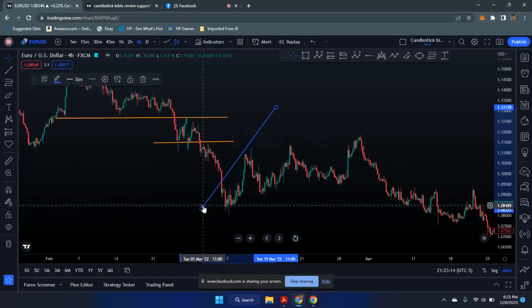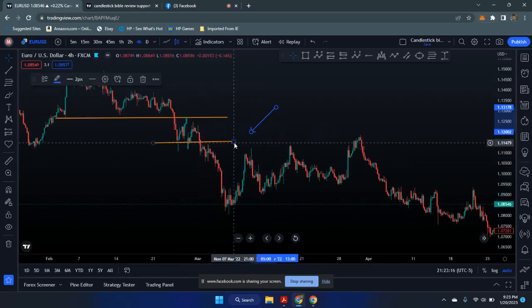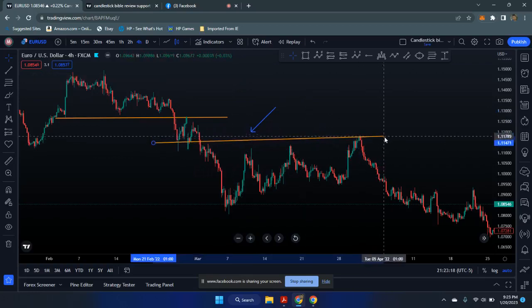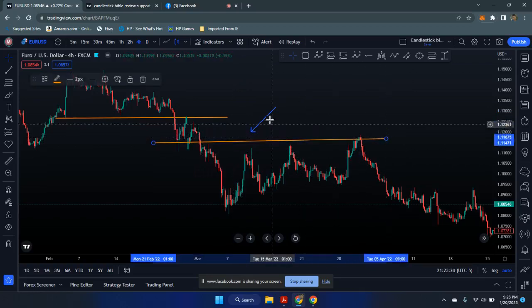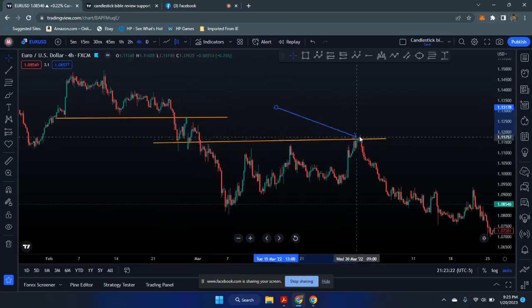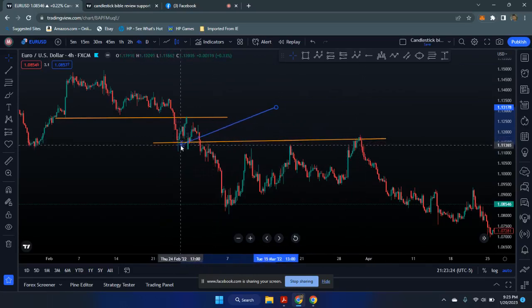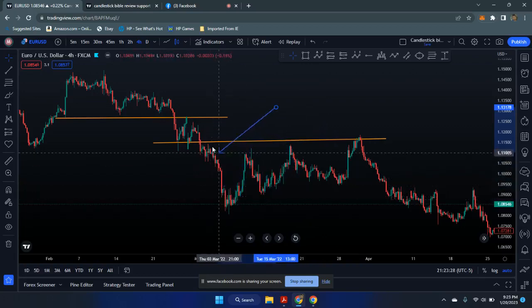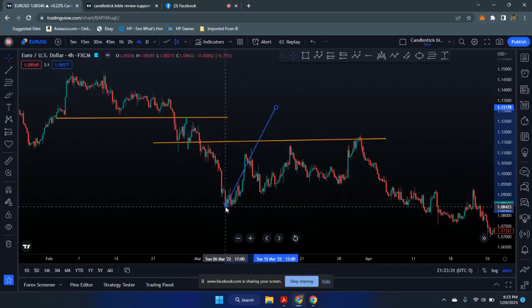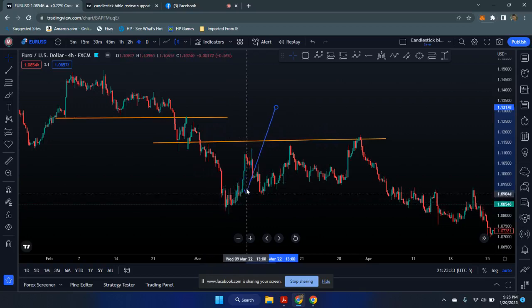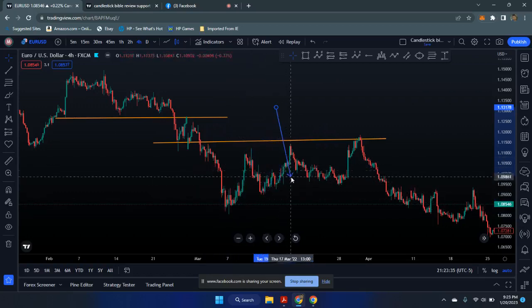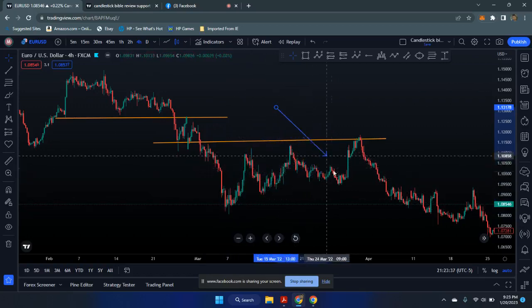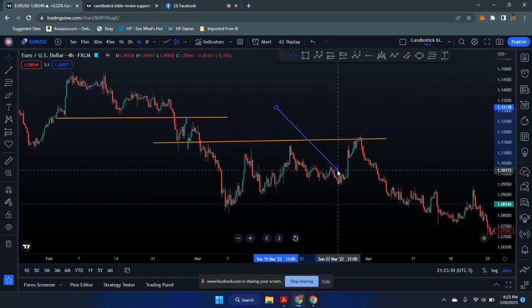Now this kind of looks weird, but if we extend this, she technically does not break this previous swing point here. This is all just retracement. So she comes down, she does her impulsive move, and she just really kind of consolidates. She has like a range of market.